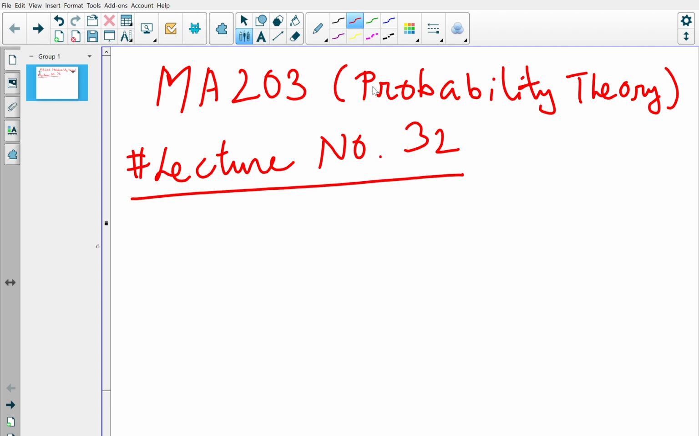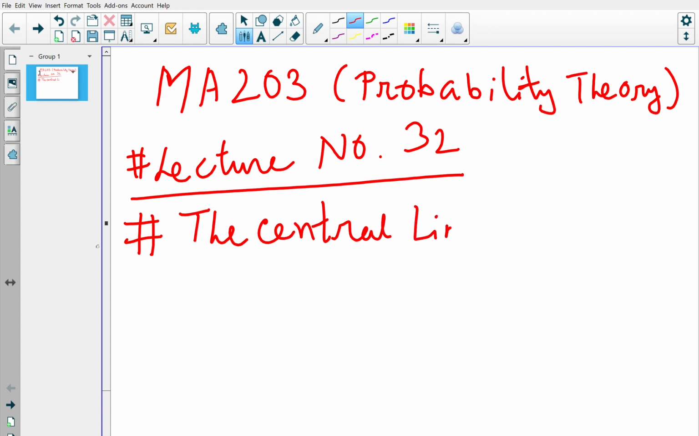So today we are going to learn probably the most important theorem in probability theory. It is called the Central Limit Theorem.